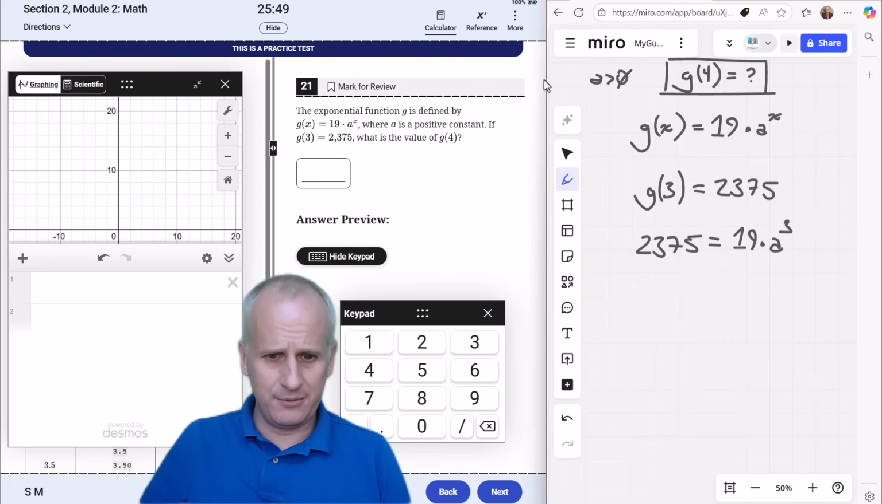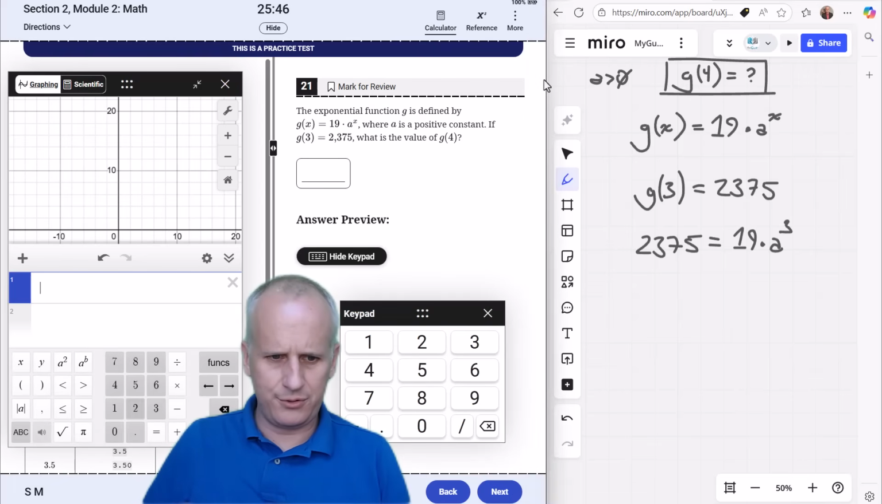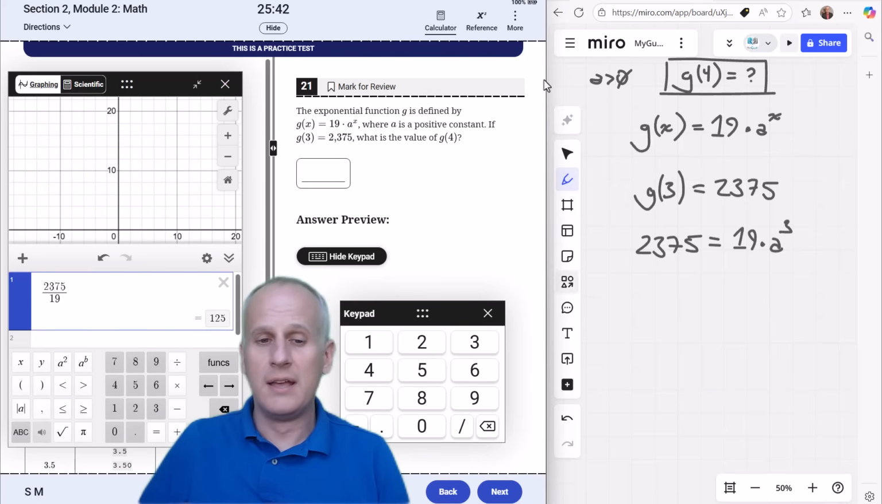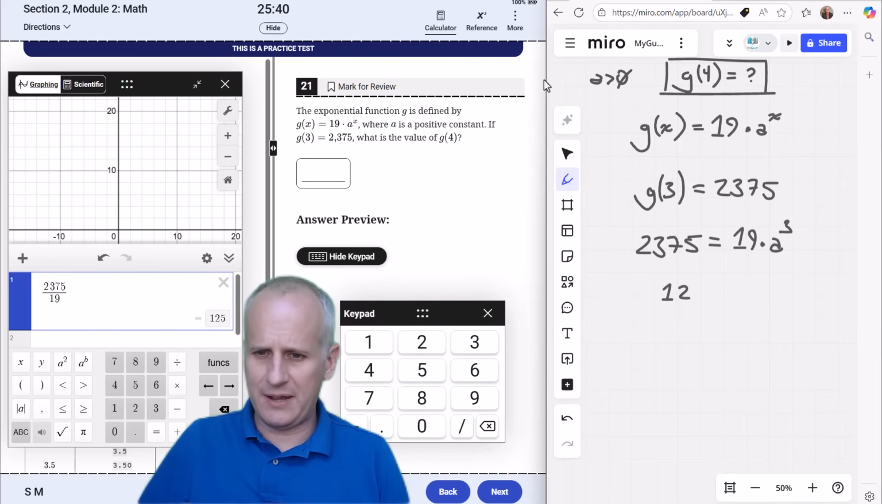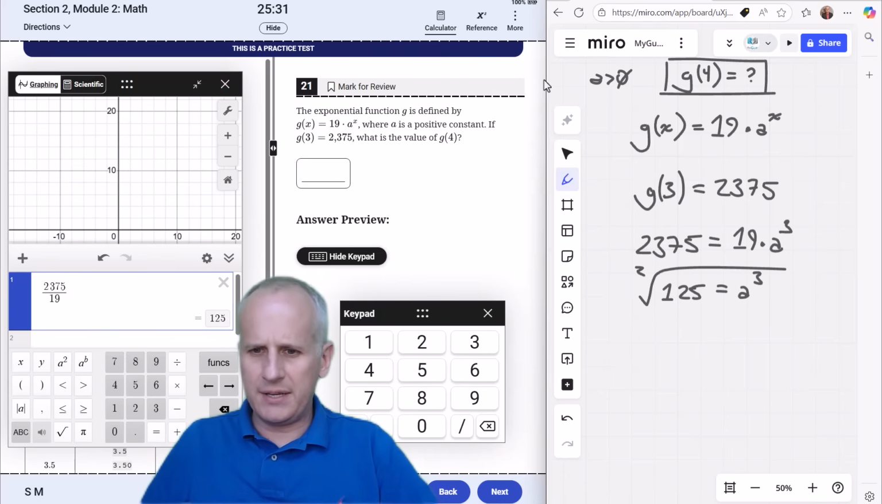2375 is going to be equal to 19 times my a to the third power. So what I need to do is use my calculator. We'll do 2375 divided by 19 first, which gives me 125. And so now we know that 125 is equal to a to the third power. And technically, what we need to do to solve for a is cube root.